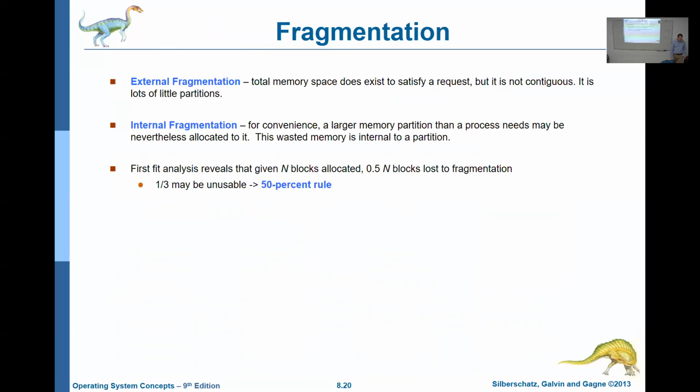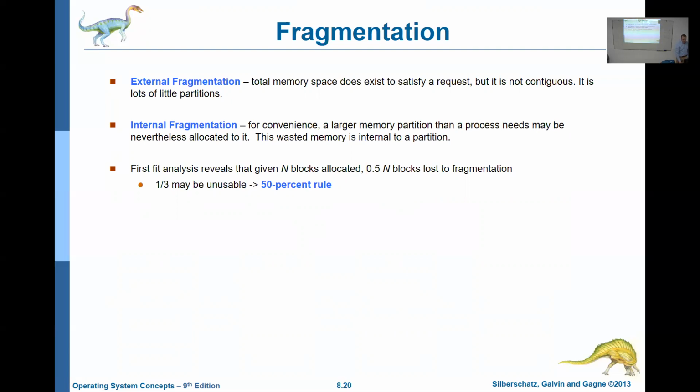So we explained internal and external fragmentation. Now it says first fit analysis reveals that given n blocks allocated, 0.5 n blocks lost to fragmentation. 1/3 may be unusable, right? So if you have allocated 100 gigabytes, there are going to be 50 gigabytes of lost space, because you can't get to it because of external fragmentation. And that's called the 50% rule. In other words, if you have 100 that you're using, there's going to be another 50 that you're wasting. That's just showing you the importance of how big this problem is.